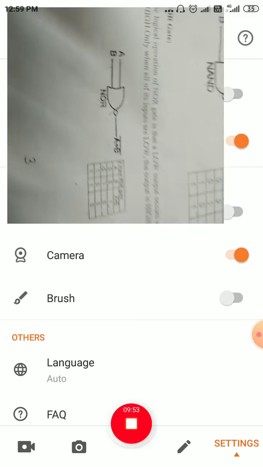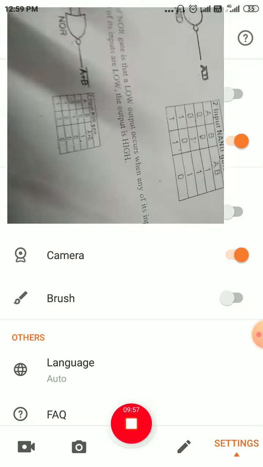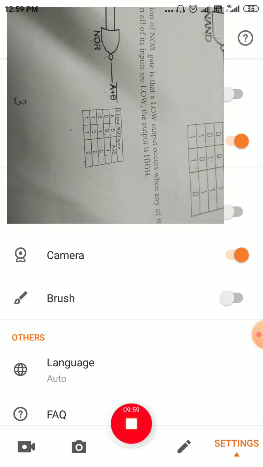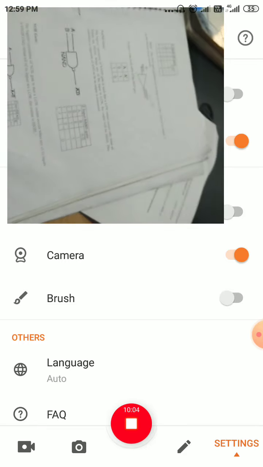Only when both inputs are low, the output is high. For all the remaining combinations, the output is low. This is the definition of the NOR gate.